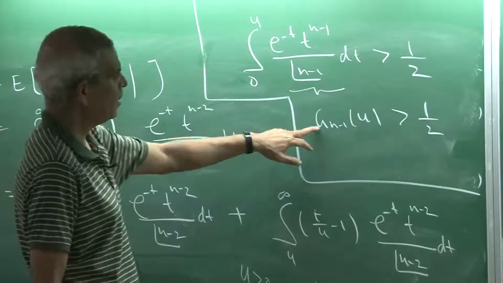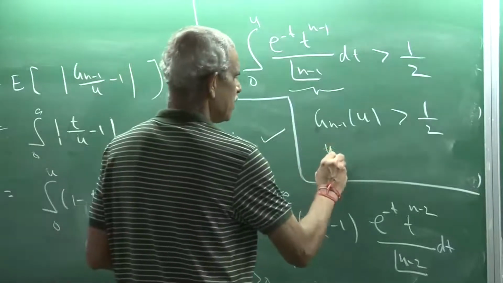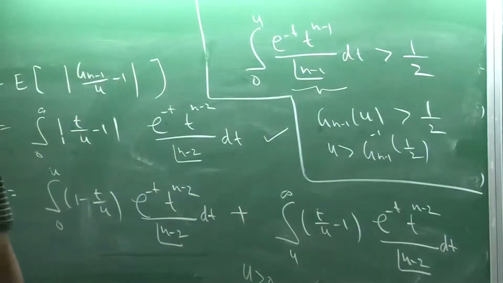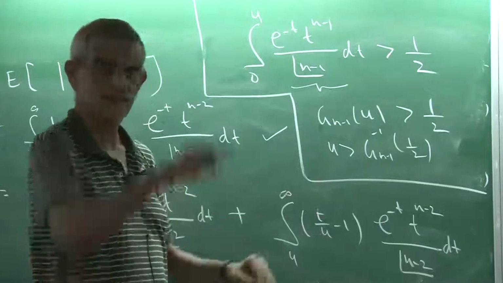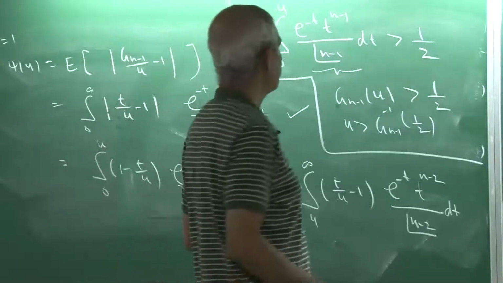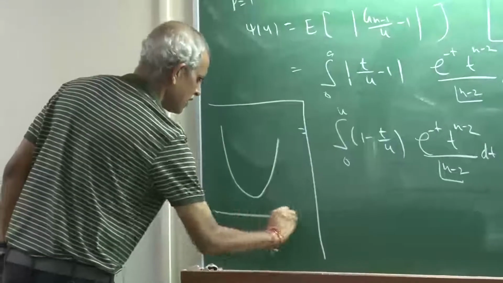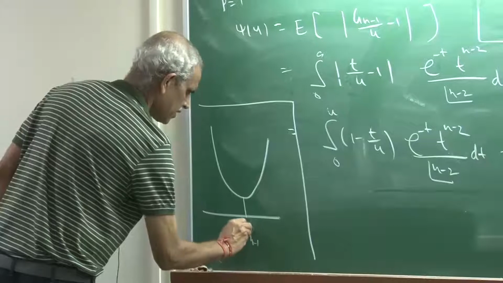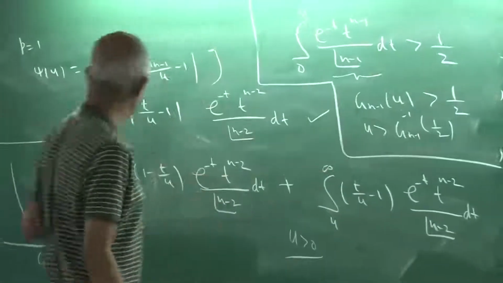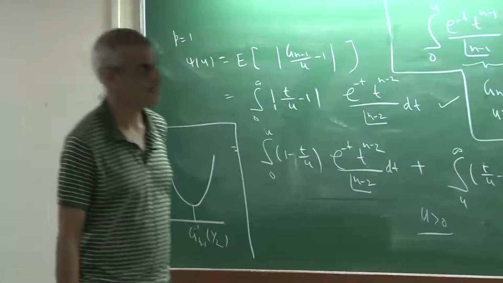What is G n minus 1? This is a distribution function of gamma with shape parameter n minus 1. That is equivalent to saying that u is greater than G n minus 1 inverse half. So your psi u is increasing after u greater than G n minus 1 inverse half, and before that it is decreasing. So your psi u looks like this. This is G n minus 1 inverse half. Before that, this would be decreasing, after that this is increasing. So that means minimum is attained at G n minus 1 inverse half.